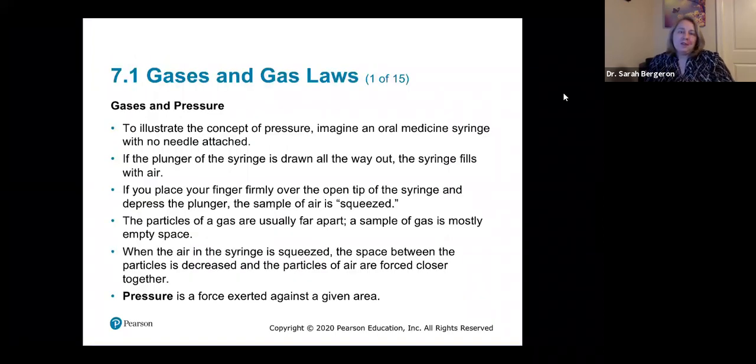All right, so first off, we're talking about gases and gas laws. If you want to think about the gas laws, the first thing we're going to think about is pressure and volume. So let's say you have a syringe, and you put nothing in it. It's got no needle in it.